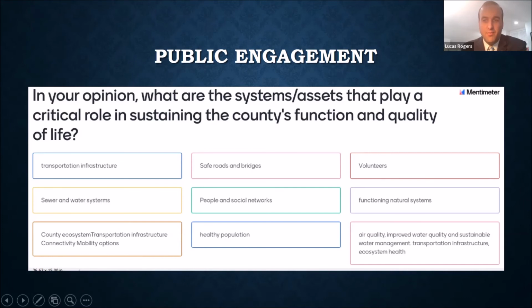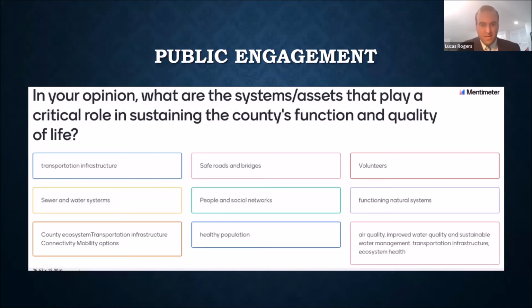And this tool called Mentimeter we used, and I'm sure you've seen this or other versions of this in your day-to-day, allowed us to pose questions and get real-time answers. And a lot of those answers had a transportation component to them. So what are the systems and assets that play a critical role in our quality of life?